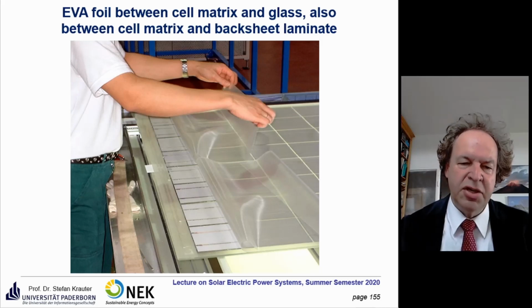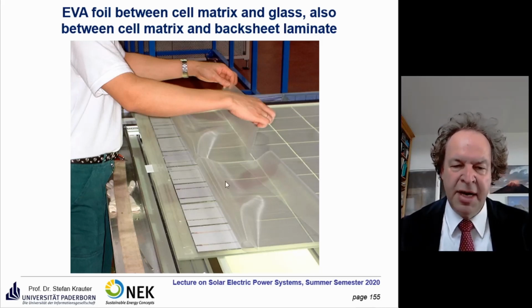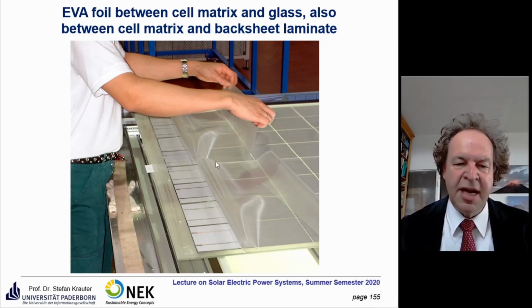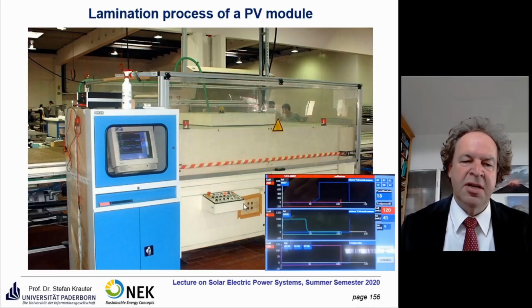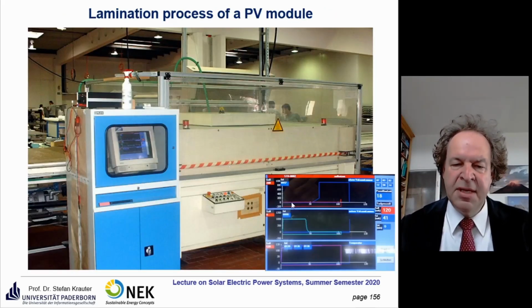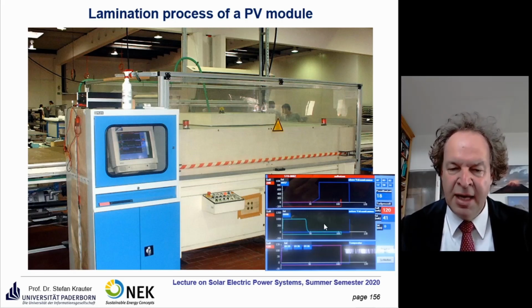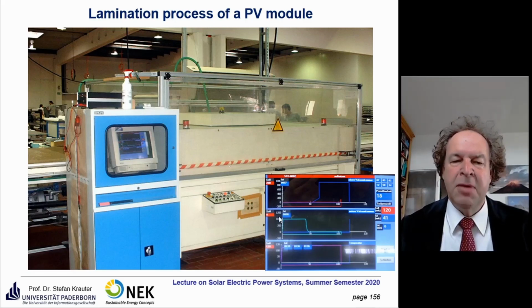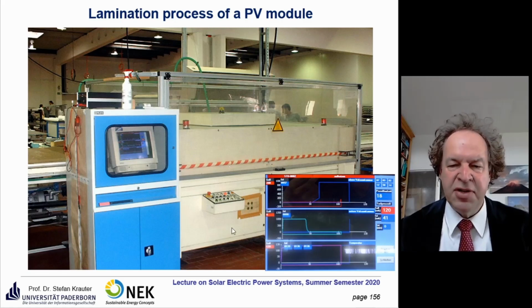Here you see the application of the EVA foils. As I told you already, these are semi-transparent in the beginning, and after the lamination process, they become totally transparent. Here you see just a laminator. The lamination has to be carried out in a certain pressure-temperature profile, which is shown here on the right. There are different kinds of EVAs: normal cure EVA, fast cure EVA, or super fast cure EVA.